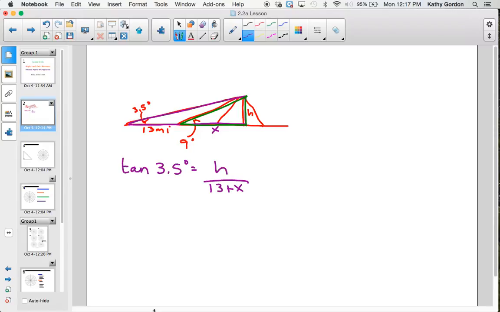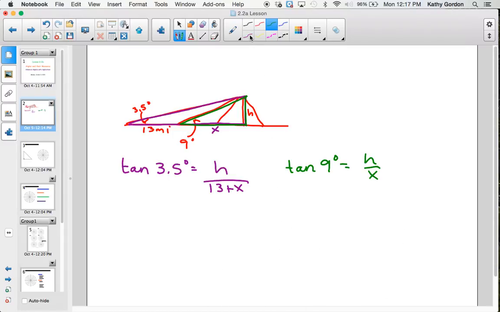Now by itself, that's not real helpful because there's two different variables. But if I also set up the second triangle using tangent of the 9 degrees, then the tangent's going to have to equal what? H over x. So now that I have two equations with two variables in them, I should be able to solve them. And the idea is the h represents the same thing in both, the x represents the same thing in both.